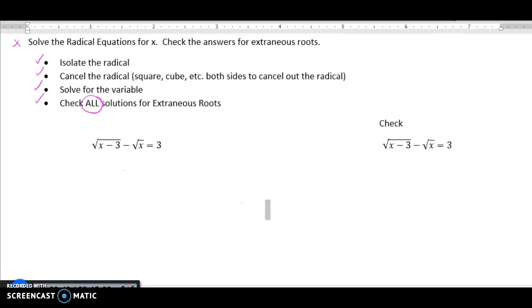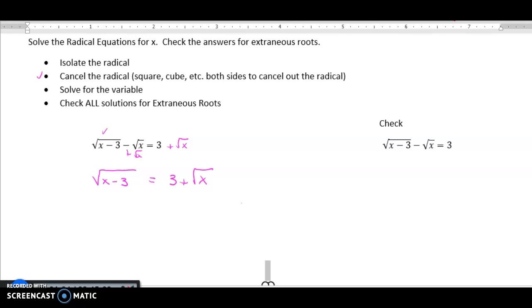Here we go. So the first rule is to isolate the radical. Well, notice in this problem we actually have two radicals. So we're going to pick one of them. We're going to isolate one of them. So I pick this one. I want to isolate that one. So I'm going to add the square root of x to both sides. And I would get the square root of x minus 3 is equal to 3 plus the square root of x.